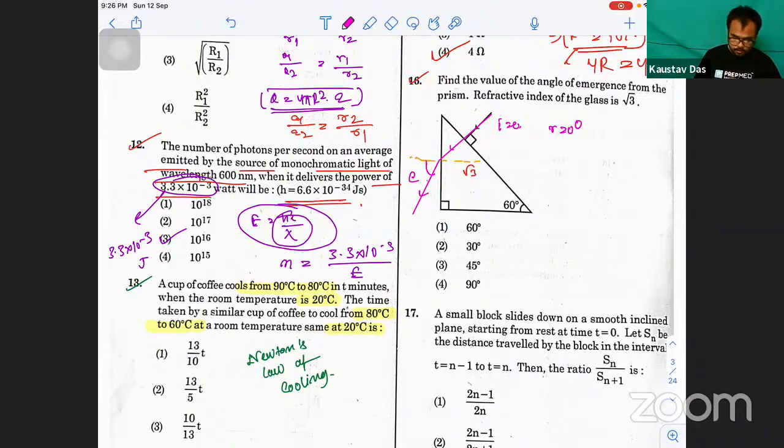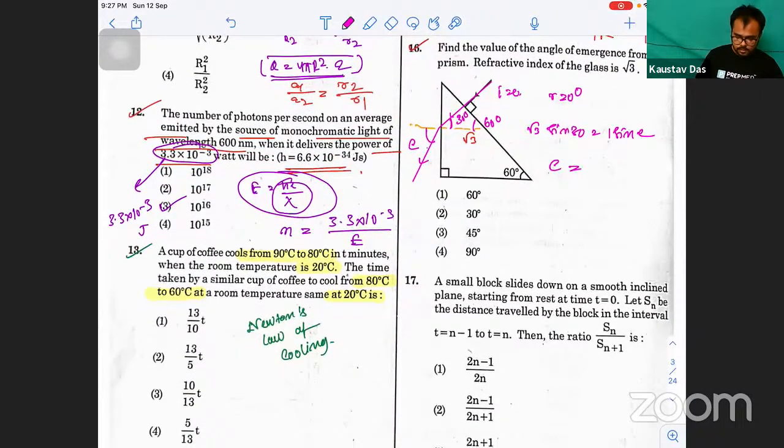This value you have to find out, and the value of r is 0. This angle is 60 degrees by geometry, so this angle is actually 30 degrees. If I apply Snell's law, it's going to be √3 sine of 30 degrees equals air, which is 1, into sine of E. So √3 by 2 equals sine E. So E is equal to sine inverse √3 by 2, which comes as 60 degrees. So here the answer is going to be 60 degrees.